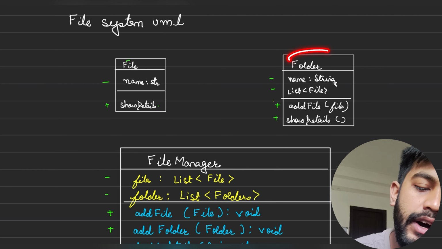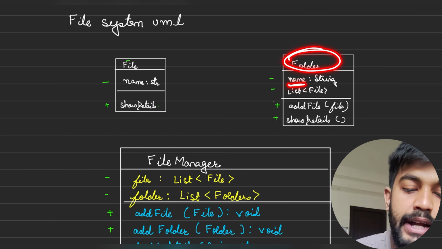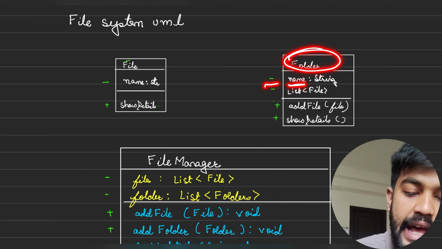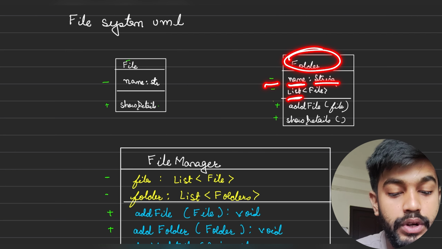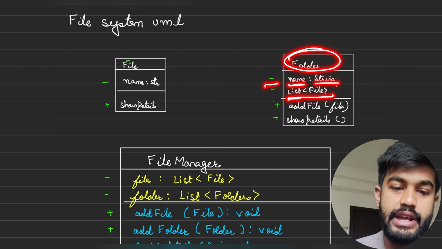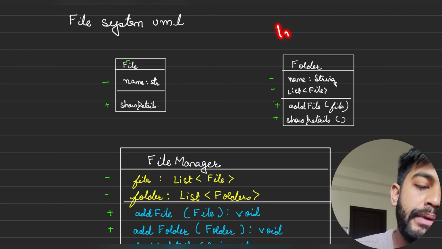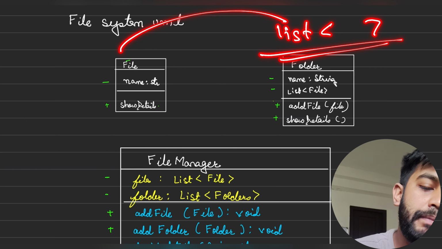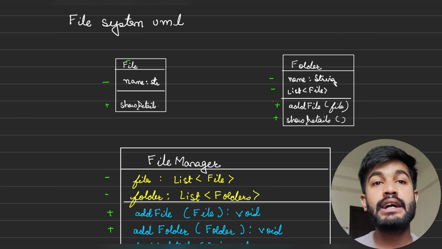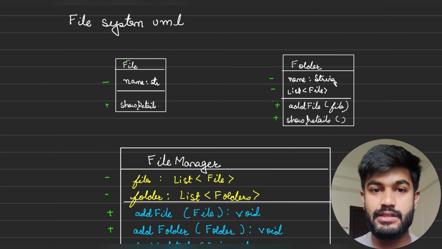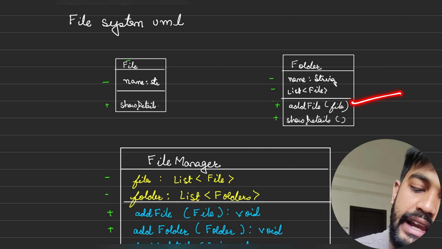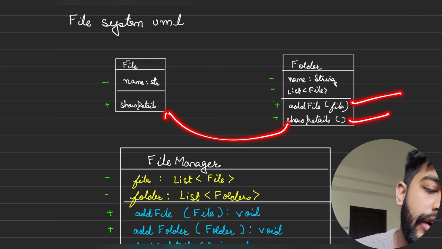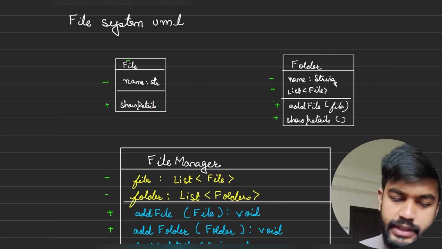Now we have a class of folder with the attribute name, which is private and the data type is string. Then we have an attribute that is a list of files. There would be a list, a data type which would keep files, like a vector of files or an array list. Fair enough. So we have a method to add a file and to show the details of the files in this folder. This is it.